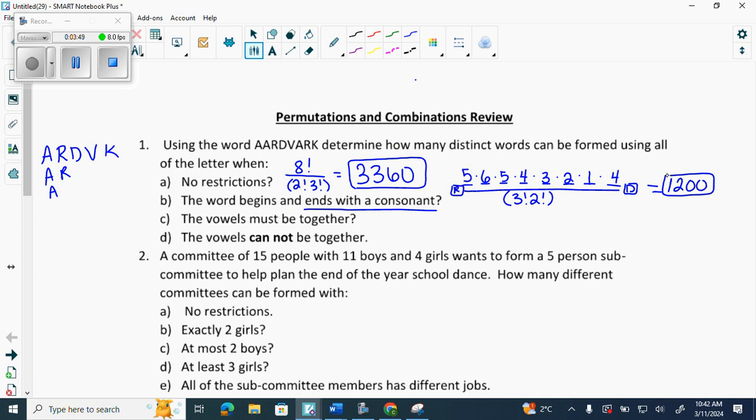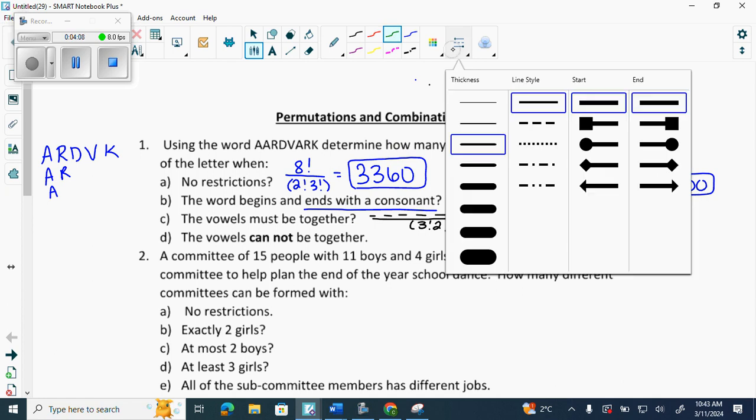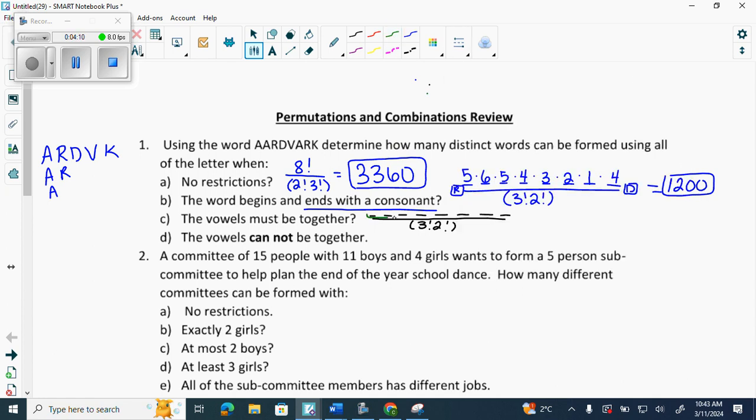Okay. The next one says the vowels must be together. Like I said, do not do your work on here. Now I am, so I'm going to have to make space for it on the next one. But 1, 2, 3, 4, 5, 6, 7, 8. 3 factorial, 2 factorial. Vowels together. So how many vowels are there? 3. And remember I told you, we treat them like they're all different, yes? Even though they are the same, we treat them like they're all different because the bottom gets rid of all the cases where they aren't different. So I have 3, 2, 1.